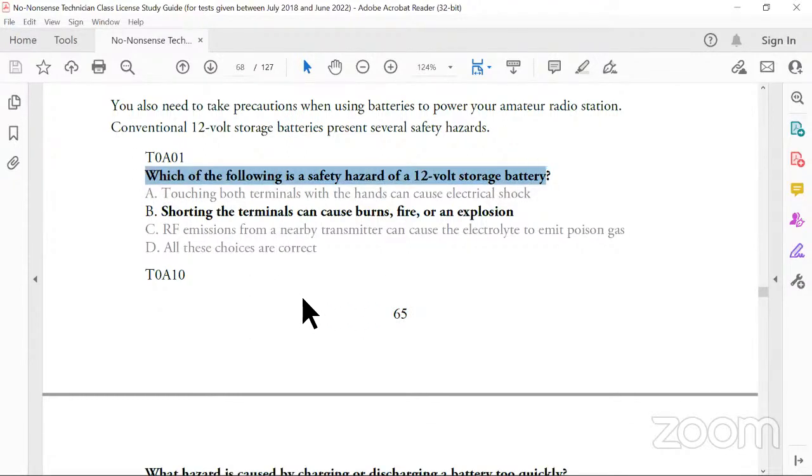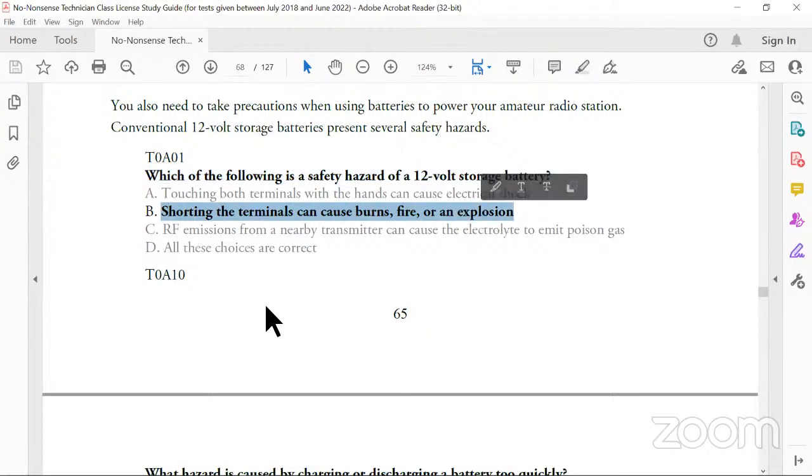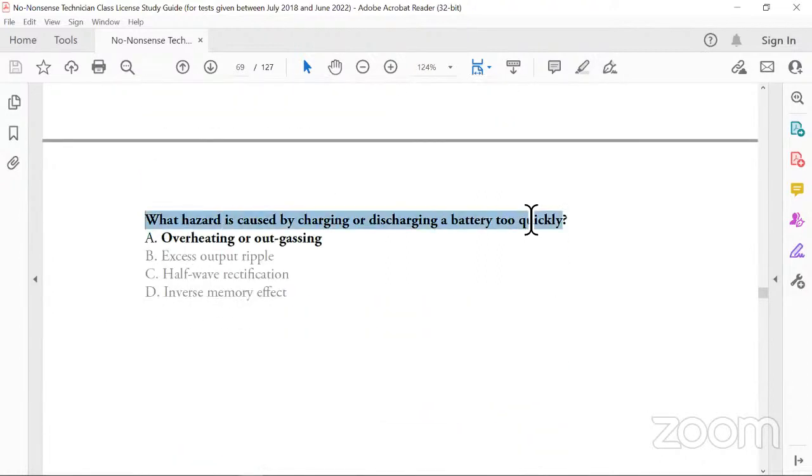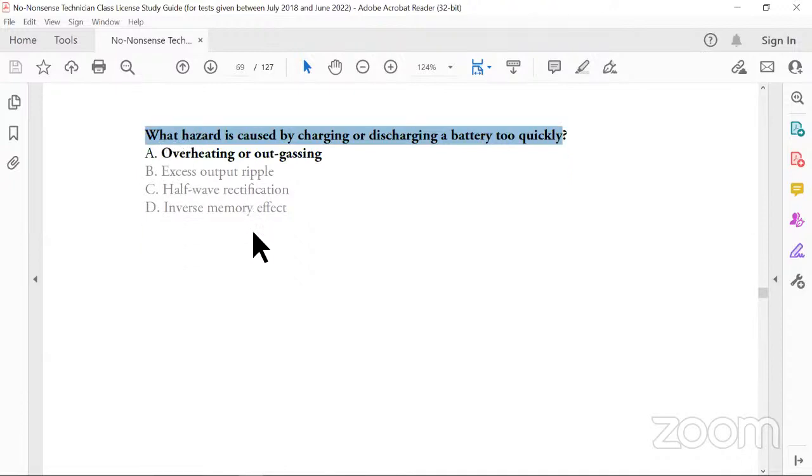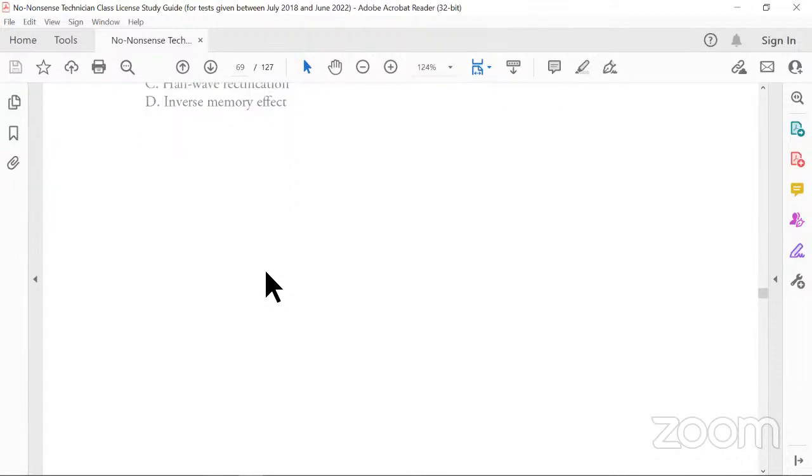Which of the following is a safety hazard of a 12-volt storage battery? We said that if you were to short circuit the terminals, it can cause burns, fire, or explosion. So do not short circuit a battery. What hazard is caused by overcharging or discharging a battery too quickly? Well, we said that you can cause overheating or outgassing, hydrogen, oxygen, those things, and it may cause explosion of the battery.